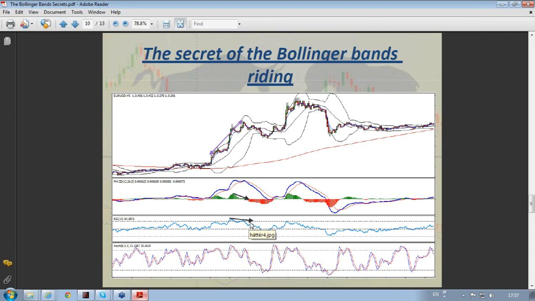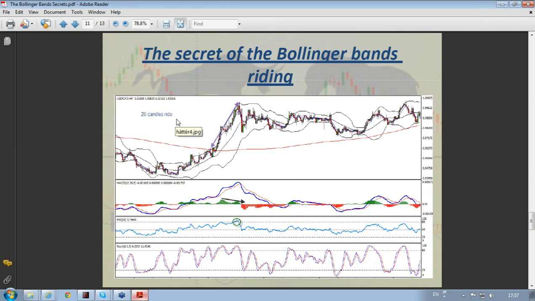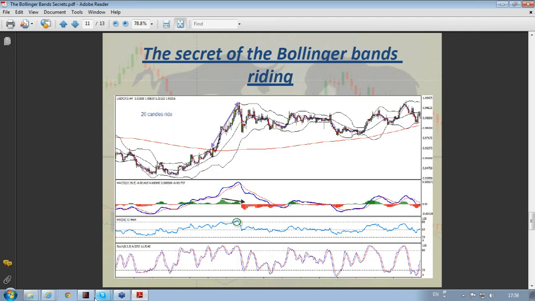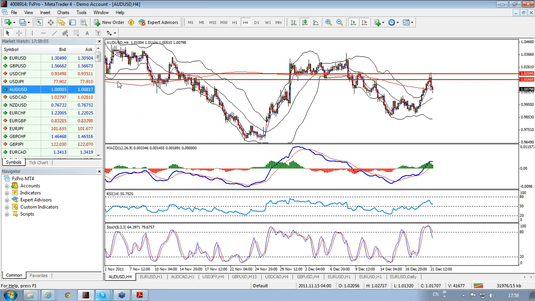Divergence with it will give you the move. This is a divergence. This is dollar Canadian 20 candles ride. Bam, ride, divergence, bam, RSI above the 80. We are going down. Okay, now it's not the end. Let's go for live examples.